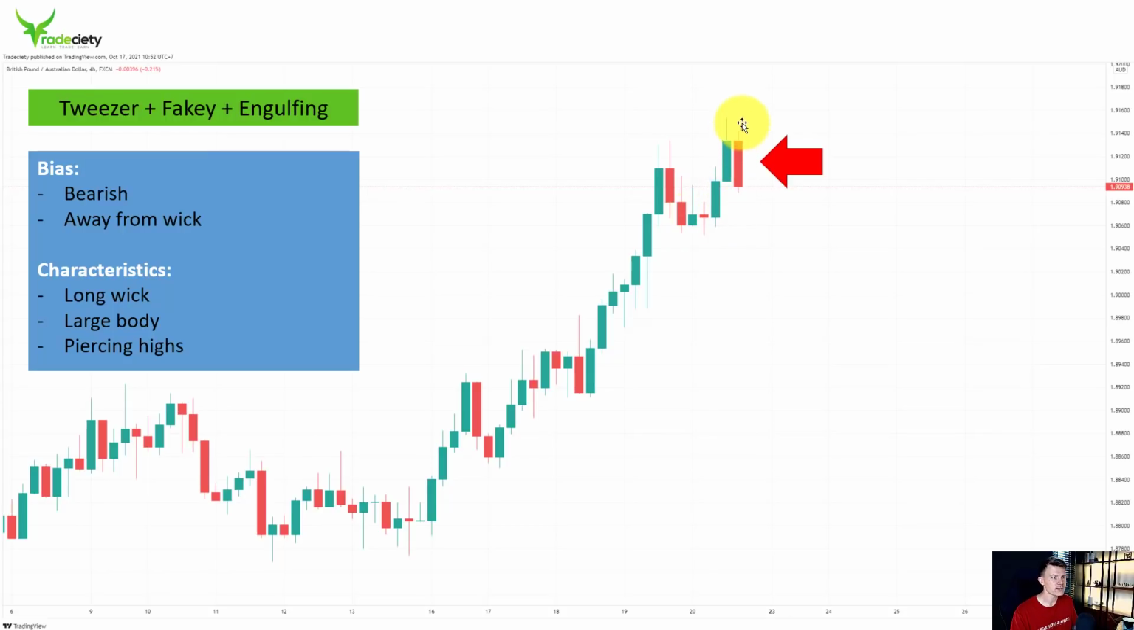We have first, very obvious, an engulfing candle. The red candle is completely outside of the previous range. We also have the Fakie, the Fakie above the previous high. So during this uptrend, here was the previous high. Then the market tried to break out and was rejected. So we have the Fakie component and we have the tweezer, because you can see the last two candles both had those long candlestick wicks poking out. So we have tweezer, Fakie and engulfing candlestick.